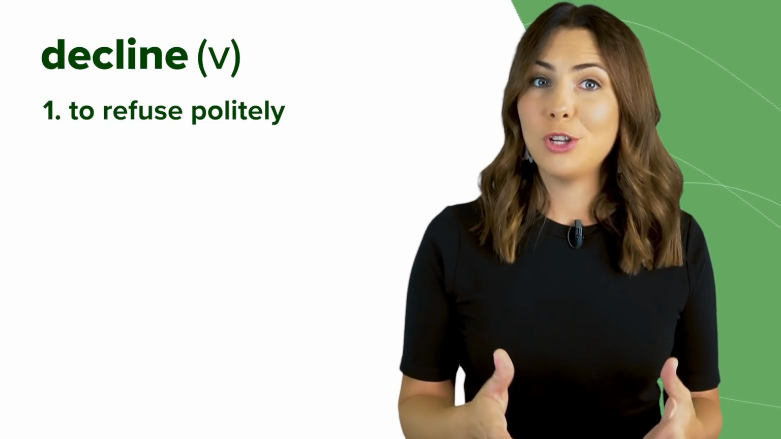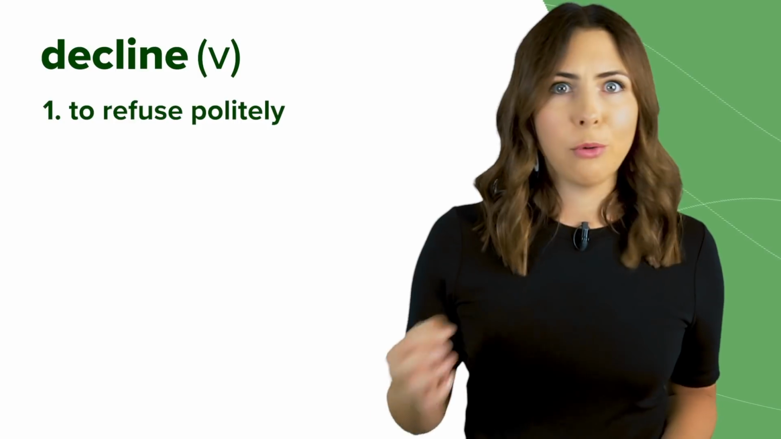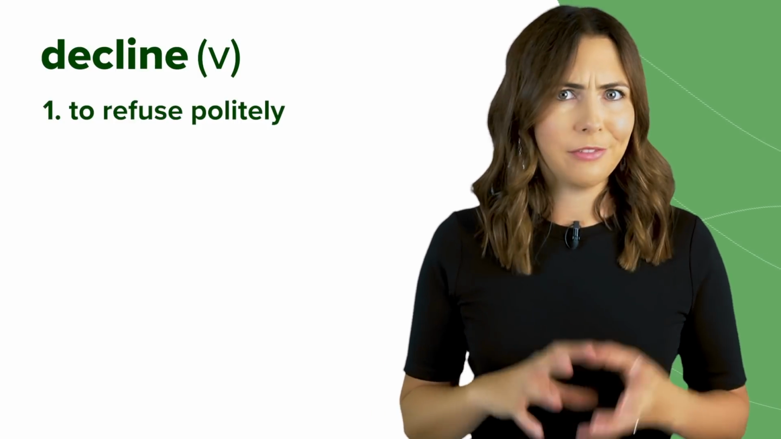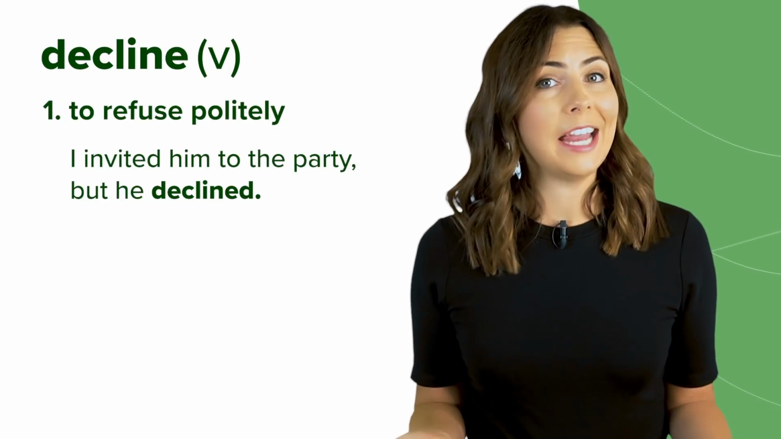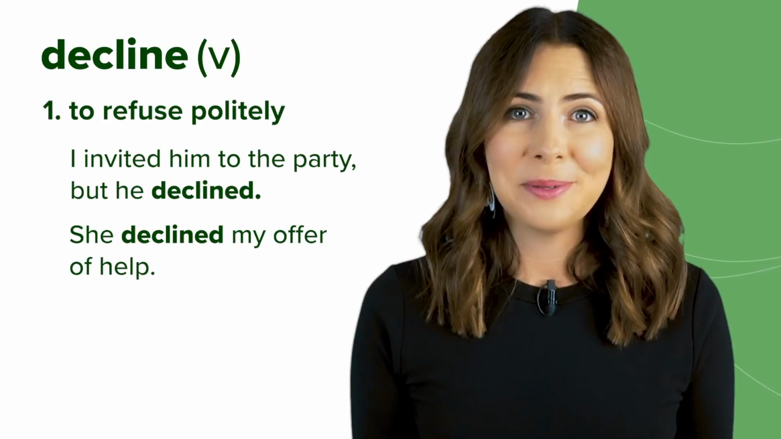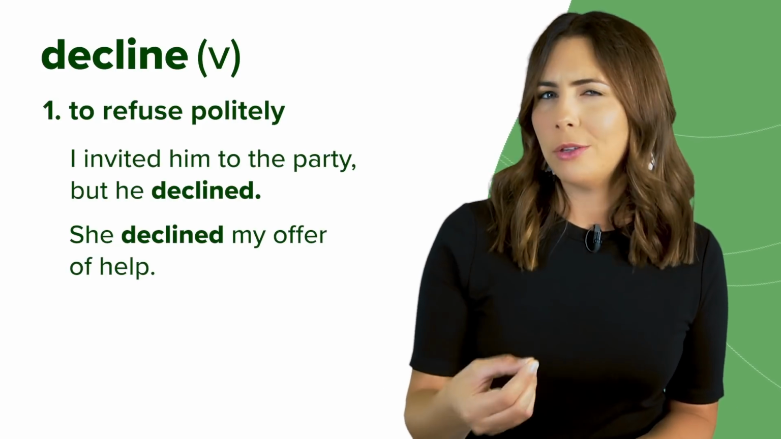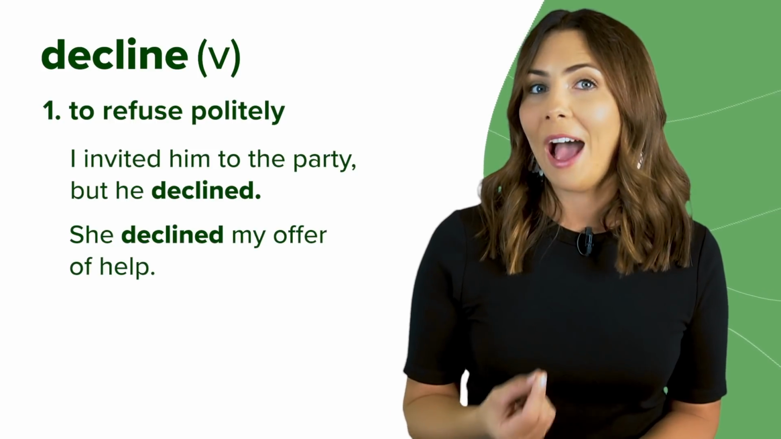So the first thing you've got to do is practice using this verb in context by writing a few sentences down yourself. Get creative. I invited him to the party, but he declined. She declined my offer of help. You can keep going until you start feeling like you've got a few different examples and you know how to use this word. Next thing is to start exploring.